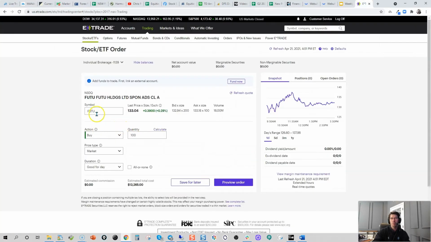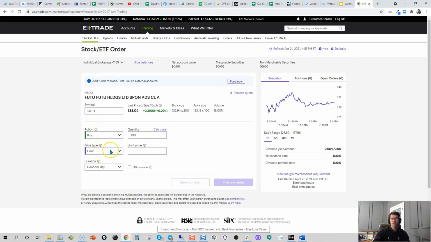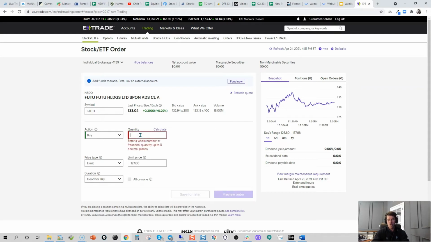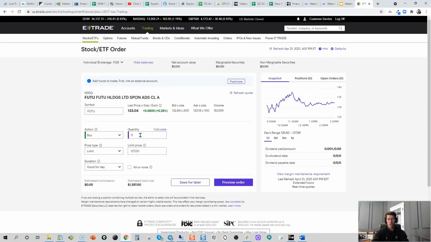Well, inside your E-Trade platform, you can go to buy, and this would be a limit order, okay? And you set that limit price at 127.00. And if price falls below that, if the ask price is at 127.00, then your trade gets filled, is good for the day, and you can take your share price. 1 share, 10 shares, 100 shares, and preview order.